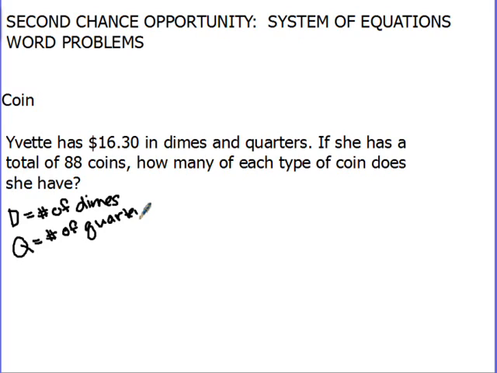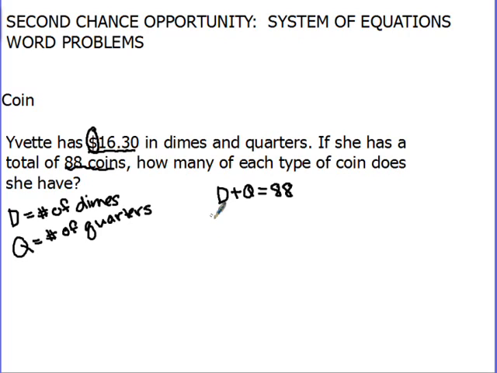There are two things that I know about these coins. There are 88 coins total, and there are $16.30 in value. If together there are 88 coins, I know that the number of dimes plus the number of quarters is going to equal 88. When I see this dollar sign in front of the $16.30, that's the value of my money. So since this is the value of my money, I need to talk about the value of a dime and the value of a quarter in the second equation.